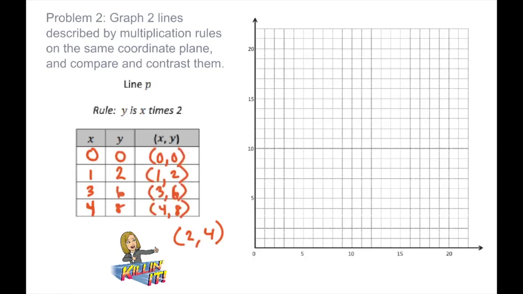Rockstar work. I did complete the coordinate pairs here, so I multiplied 2 times 1, which is 2, 2 times 3, which is 6, and 2 times 4, which is 8. Let's go ahead and plot together. So I have 0, so I'm going to start at my origin. Then I have 1 and 2, 3 and 6, and 4 and 8. I'm going to connect and label, of course. Fantastic job. Let's go ahead and continue moving.